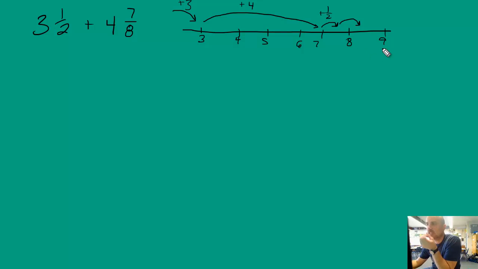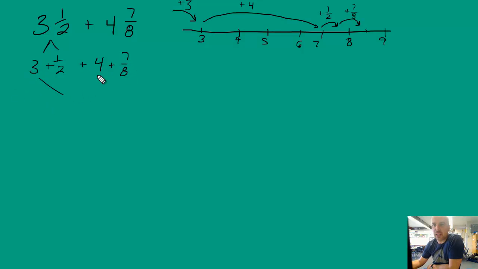So the sum of this, put my 7/8 there. The sum of this expression is going to be somewhere between 8 and 9, and probably on this side of the half mark, right? So okay, let's do what we know how to do here now. We're going to separate these out. 3 and a half, and 4 and 7/8. I'm going to add all those up.